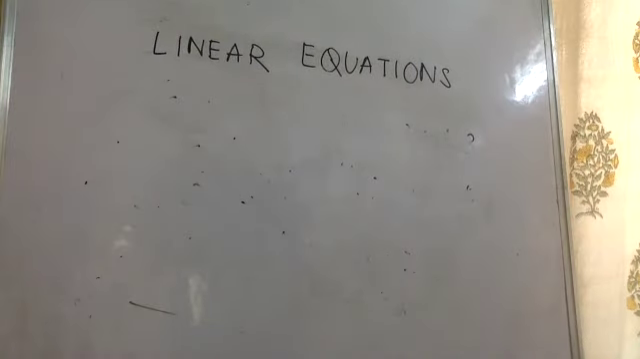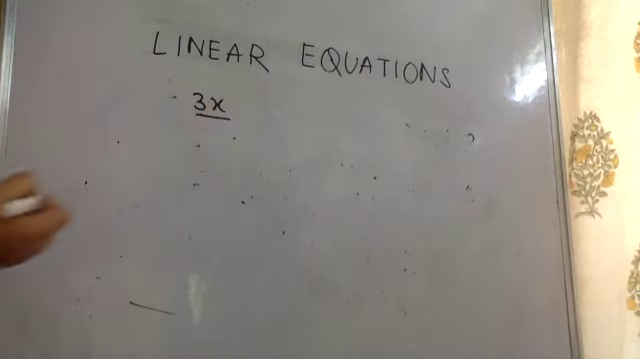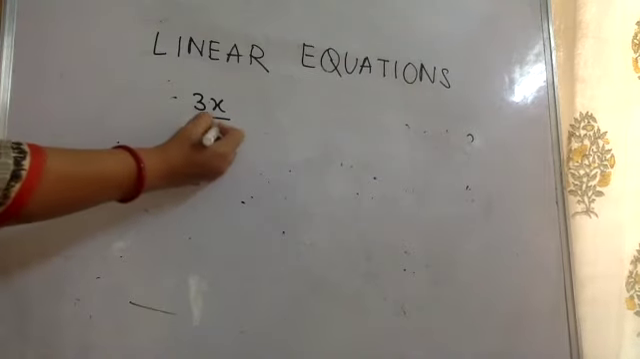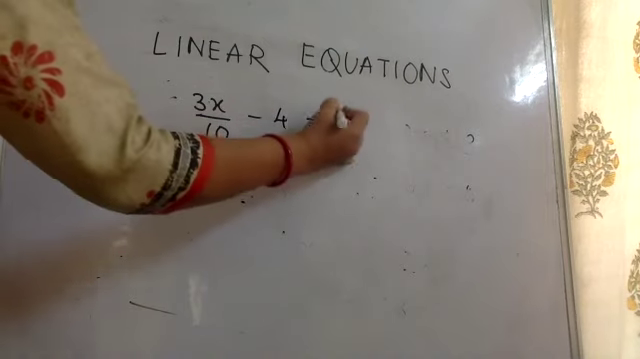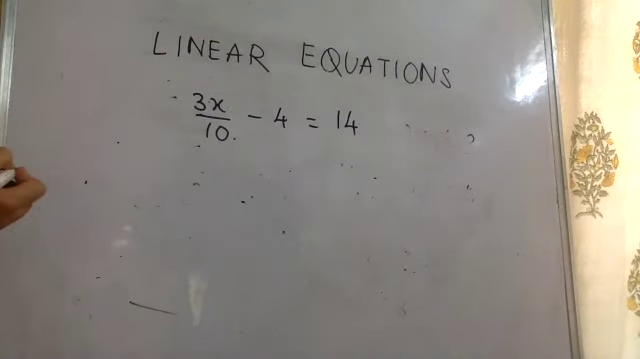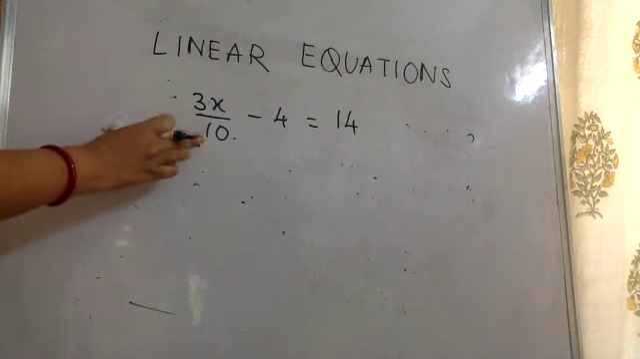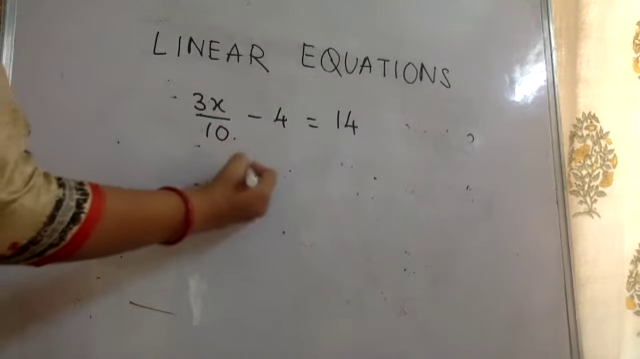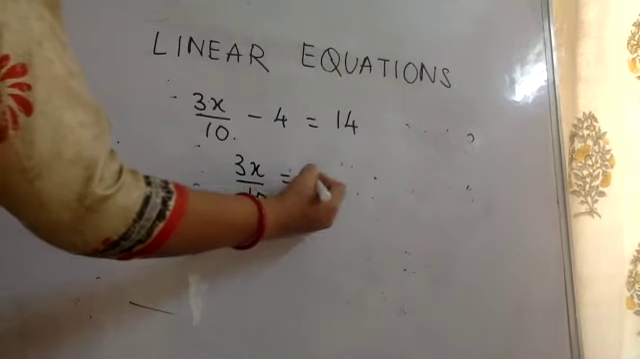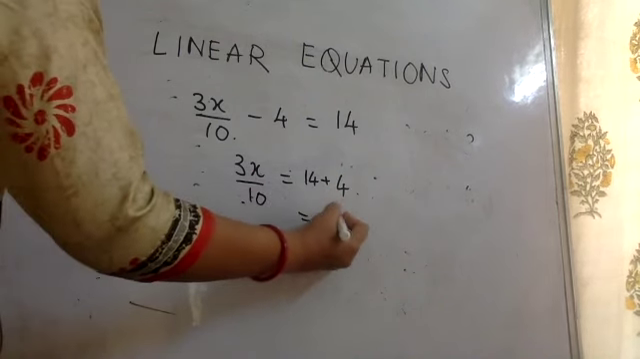If you see here, this sum is 3x by 10 minus 4 is equal to 14. Again, this is the term which has the x with it. We'll keep it this side. The rest goes that side with the help of transposition. So 3x by 10 is equal to 14 plus 4, which is 18.